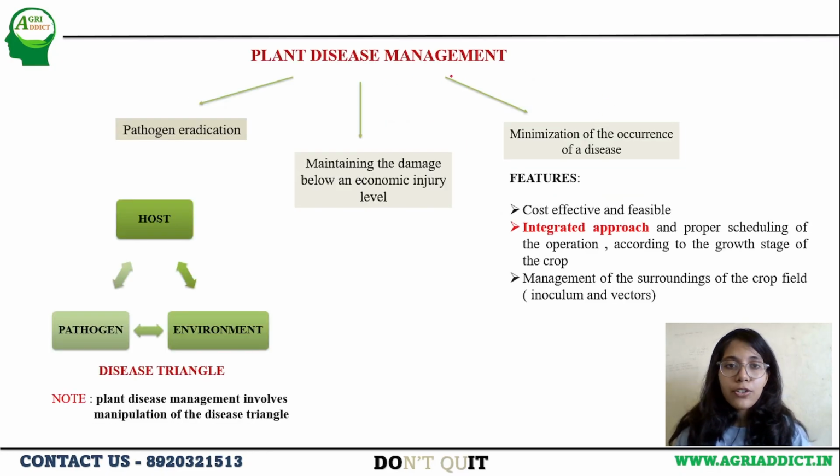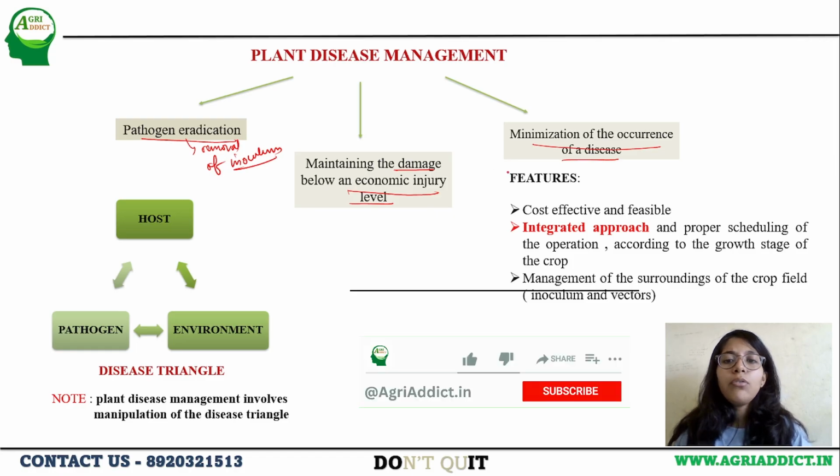Plant disease management aims at the eradication of the pathogen, that is, the removal of the source of infection or inoculum. It also helps in maintaining the damage below an economic injury level so that the farmer doesn't face an economic loss. It also aims at minimizing the occurrence of the disease. So, what are the features of plant disease management?